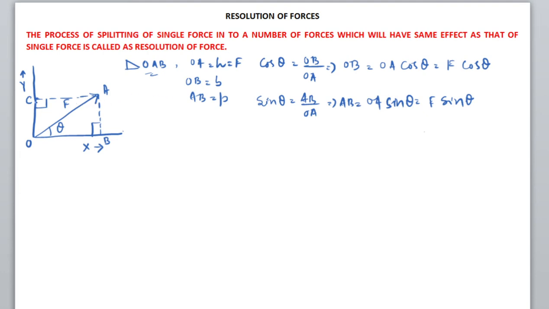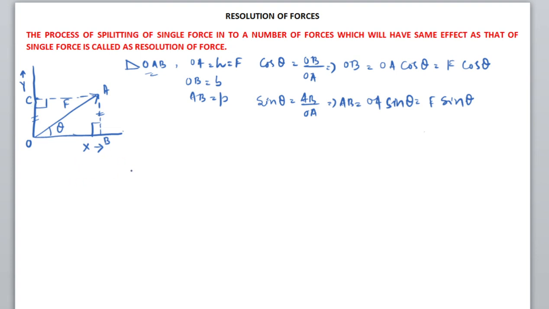And you know OCAB is a rectangle, and this side AB is equal to this side. As we are considering magnitude, we can easily divide the force F into two components: F cos theta along the x-axis, or OB, and F sin theta along the y-axis, that is OC.